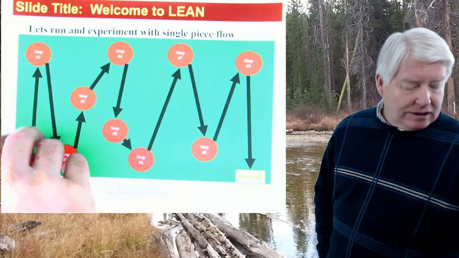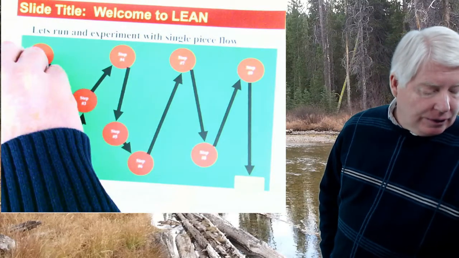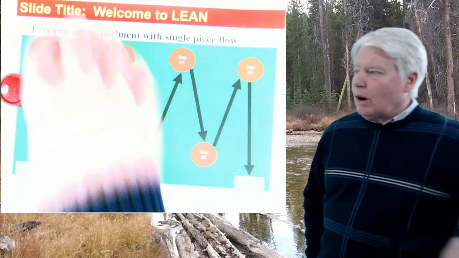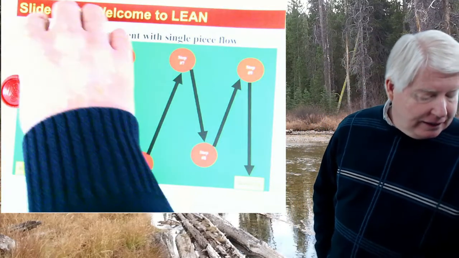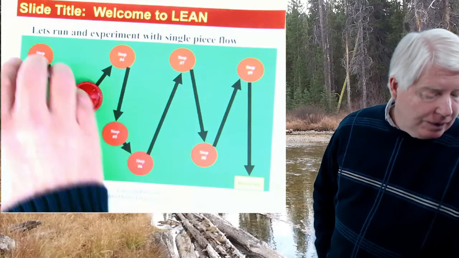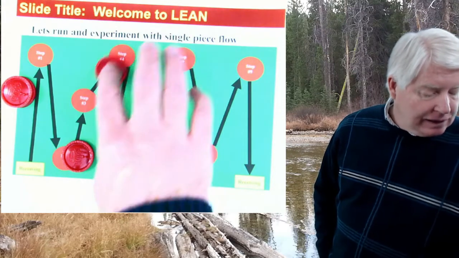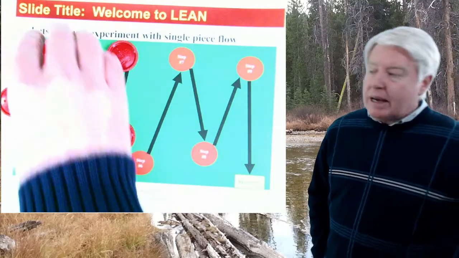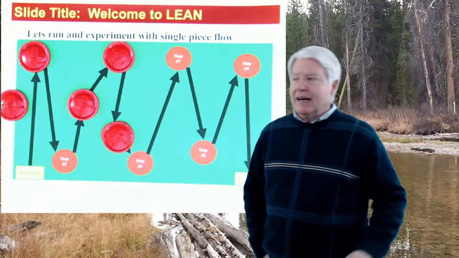So what lean likes to do is you may bring all these over here, then you go to step 1. Okay, I finished step 1. Okay, then move it on. And then this one's here, and it just keeps going through. See, and it starts flowing. It starts flowing. But you can't have flow if you do batch production.